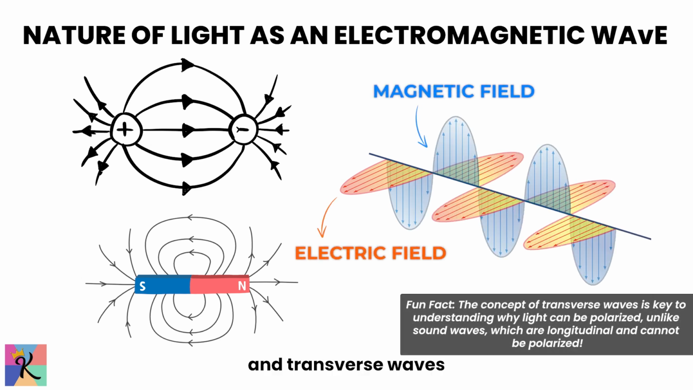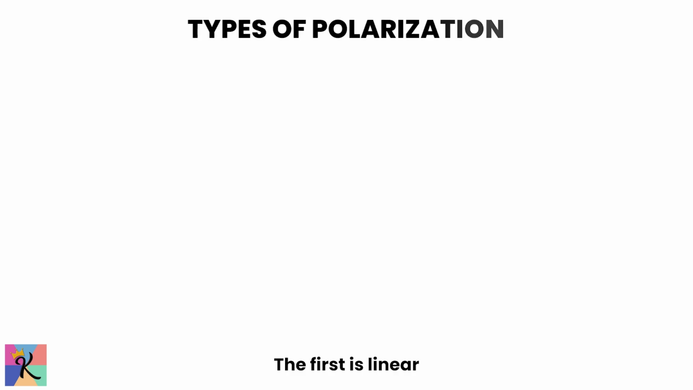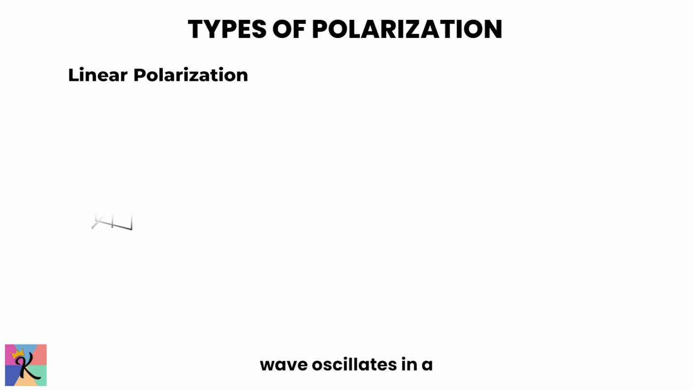In transverse waves, such as light, the oscillations of the fields can be oriented in various directions, leading to different forms of polarization. There are three main types of polarization. The first is linear polarization. Here, the electric field of the light wave oscillates in a specific direction, creating a uniform orientation.